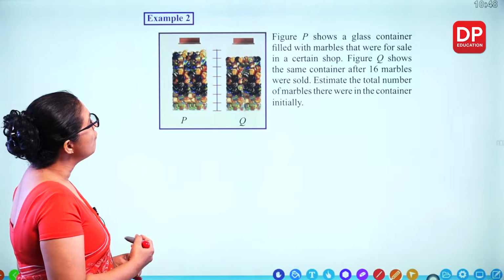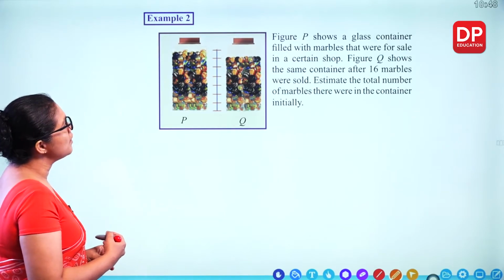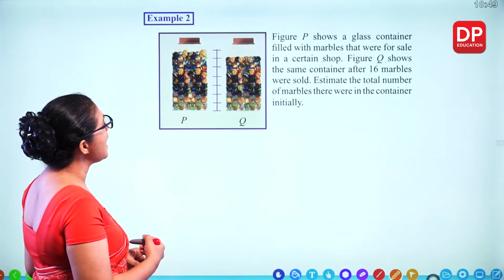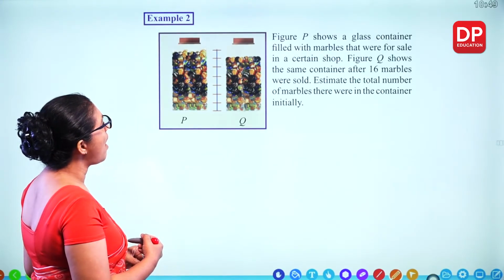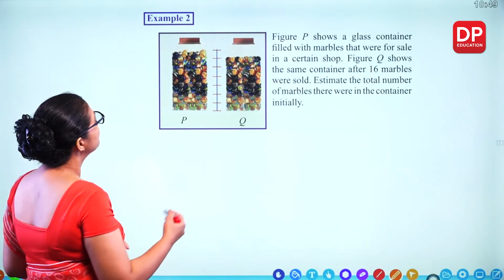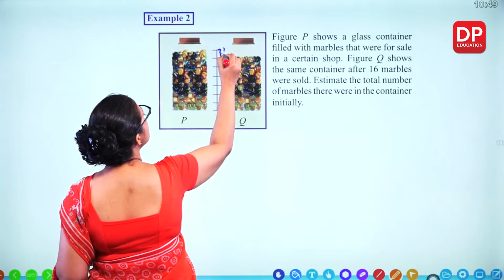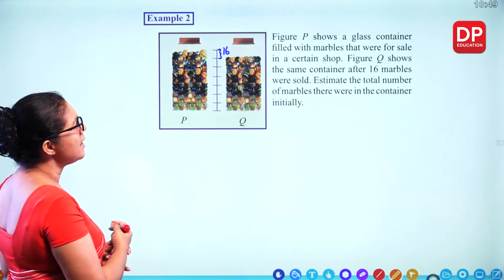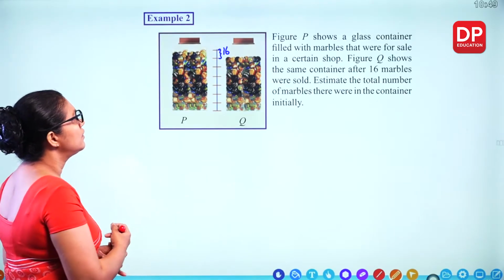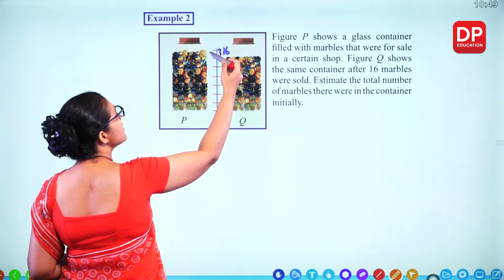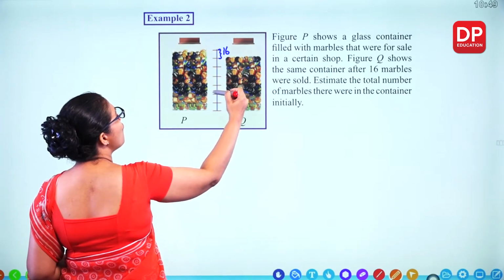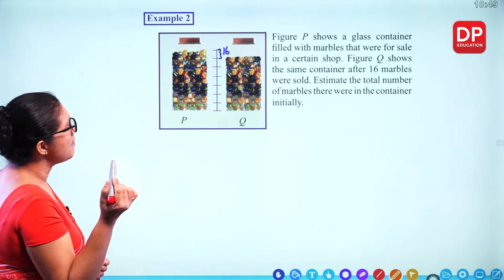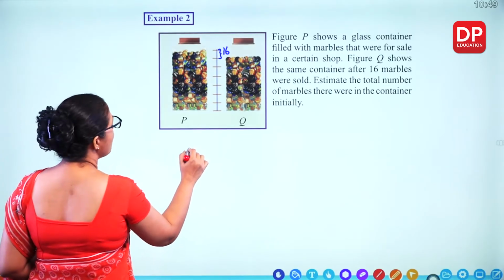Example number 2. Figure P shows a glass container filled with marbles that were for sale in a certain shop. Figure Q shows the same container after 16 marbles were sold. That means this part is 16. Estimate the total number of marbles in the container initially. So one part is 16. How many parts are there? 1, 2, 3, 4, 5, 6, 7. 7 of that. So we can estimate the number of marbles.